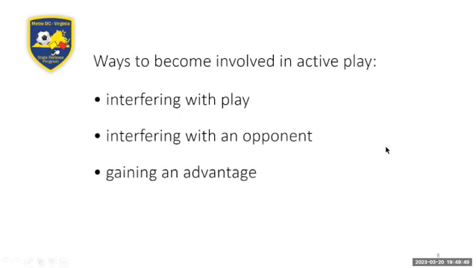And these are the three primary, I'll call them aspects to being involved in active play. These are buzzwords that should be ringing in your head when you're an assistant referee: interfering with play, interfering with an opponent, or gaining an advantage. That is at a high level. Those are the three categories of how to be involved in active play.